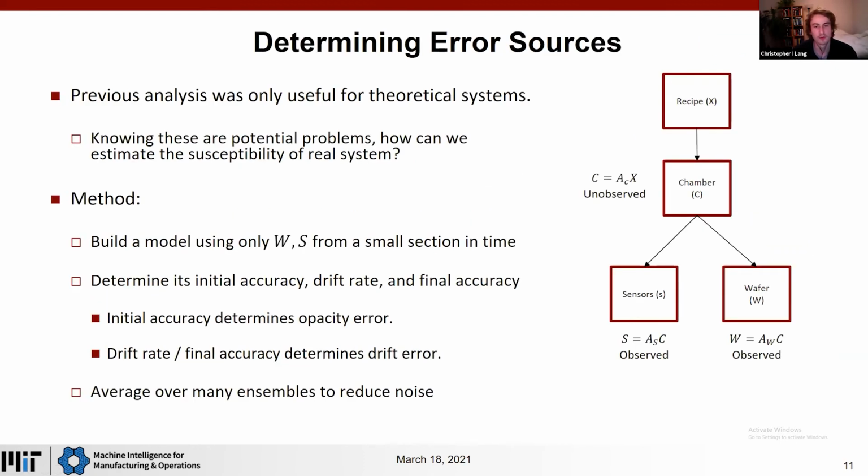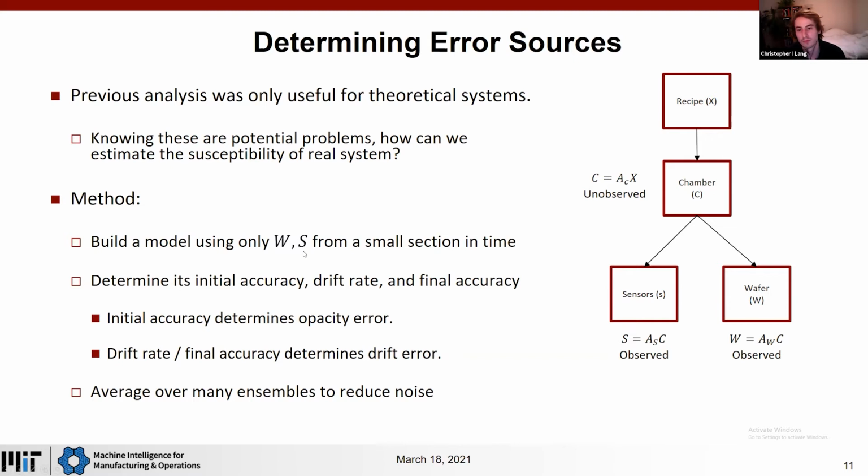But like I said before, this is really only useful in determining the error for theoretical systems, and it's more useful to us if we can figure out what these errors are for real systems with real data. So we may want to be able to figure out how susceptible we are to either drift or opacity errors just from wafer and sensor measurements alone.